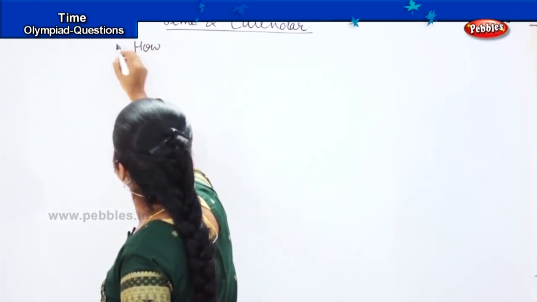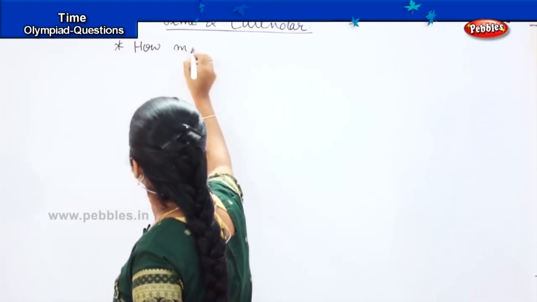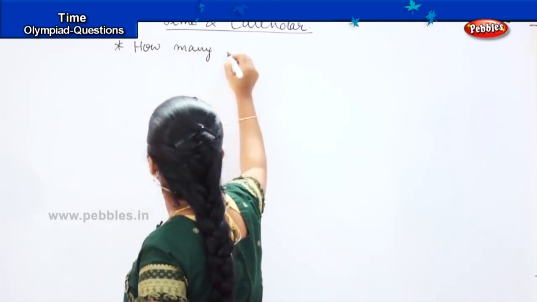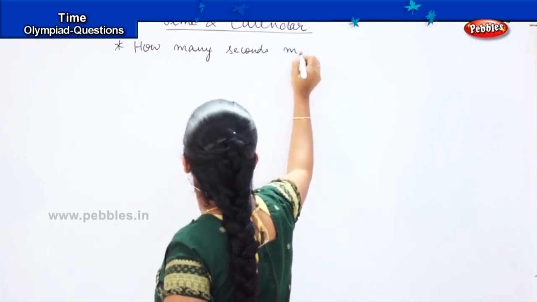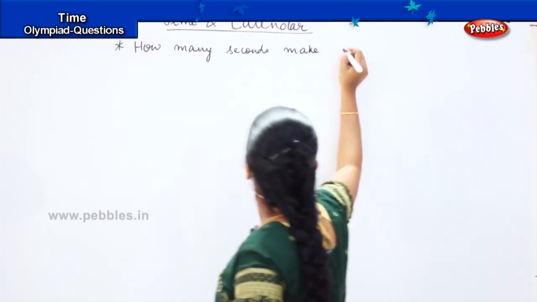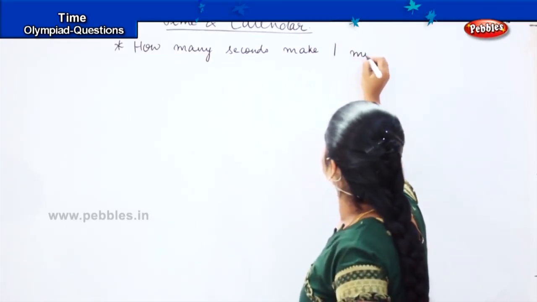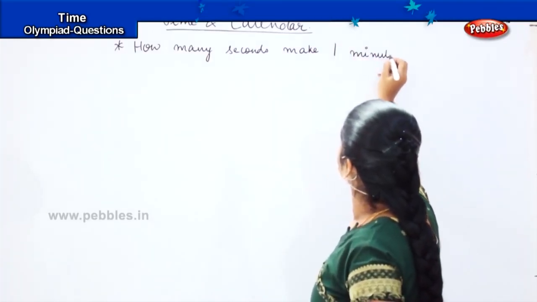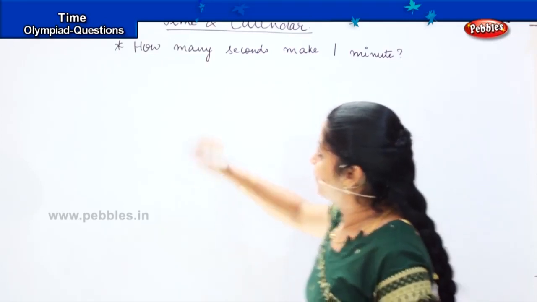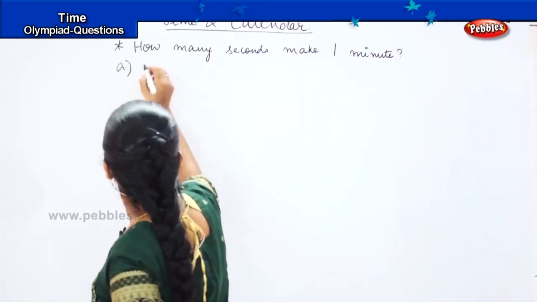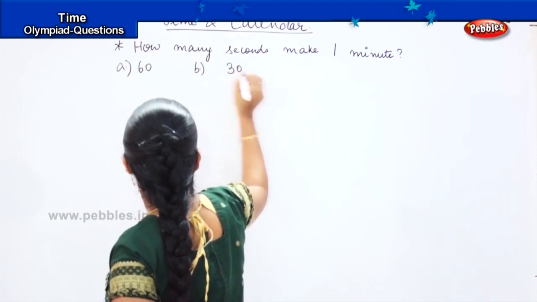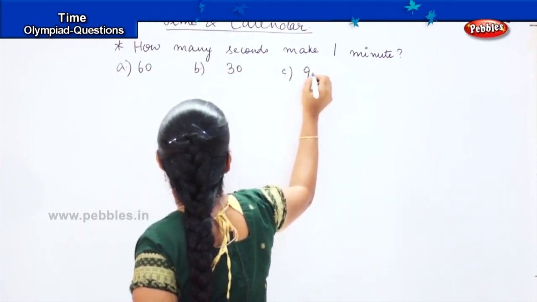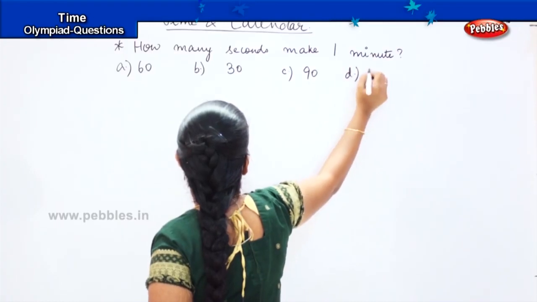So your question is, how many seconds make 1 minute? And your options are 60, 30, 90, 120.